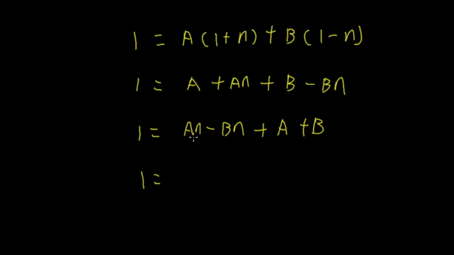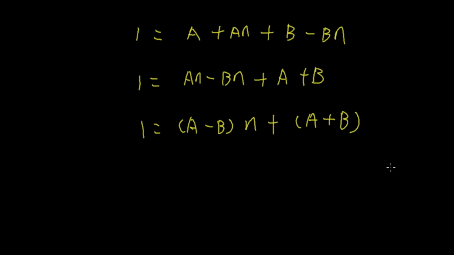Now take out the coefficient. We have a minus b times n here plus a plus b, right? Group the right terms. Okay, now since on the left side there's no n here, a minus b must be equal to 0. So a minus b equals 0. And on this side, a plus b is a constant, right? So it's equal to 1. So a plus b is equal to 1.